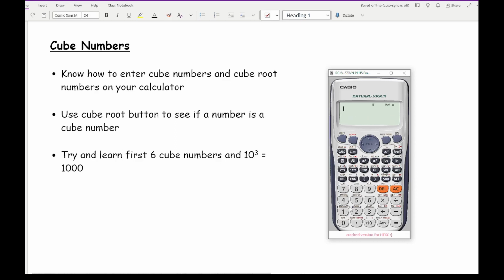So for example, if I want to check to see if 64 was a cube number, press shift and the cube root comes up, enter 64, which is the number I want to check, press equals, and it gives me a whole number, so therefore it's a cube number. Now again, in terms of the cube numbers you're expected to know, you should really know what 1 cubed, 2 cubed, 3 cubed, 4 cubed, 5 cubed and also 10 cubed are. Ideally, if you know what 6 cubed is too, but with you having a calculator, there's going to be no expectation for you to do this as long as you know how to enter it on your calculator.